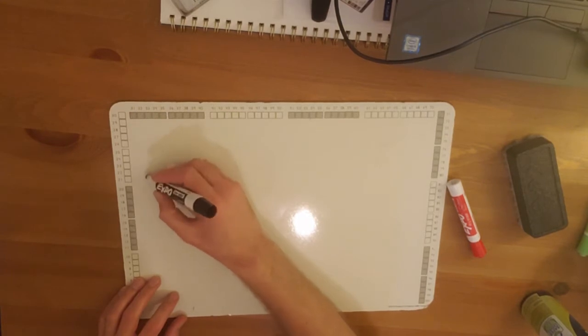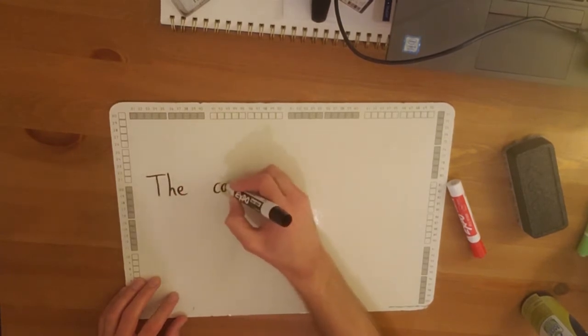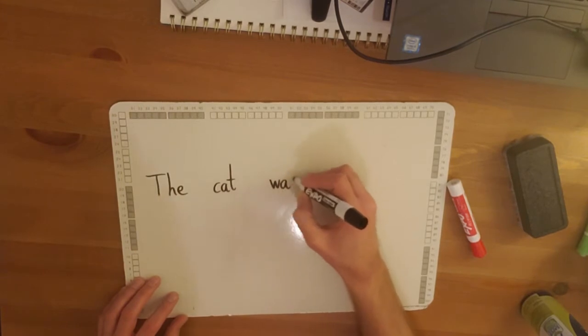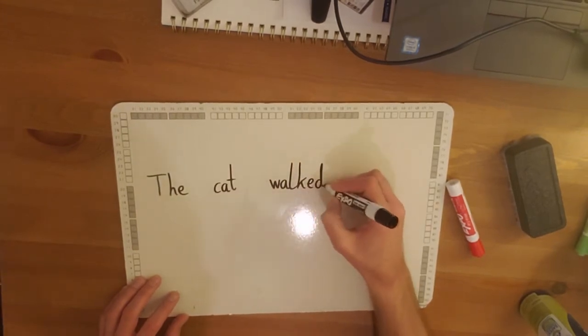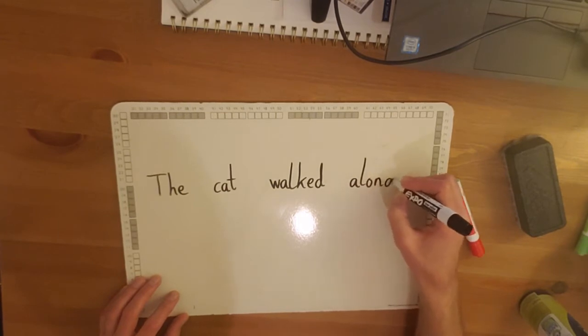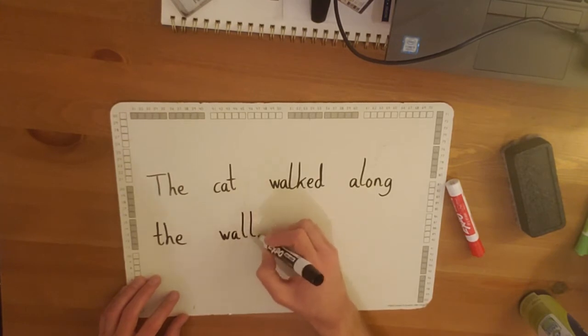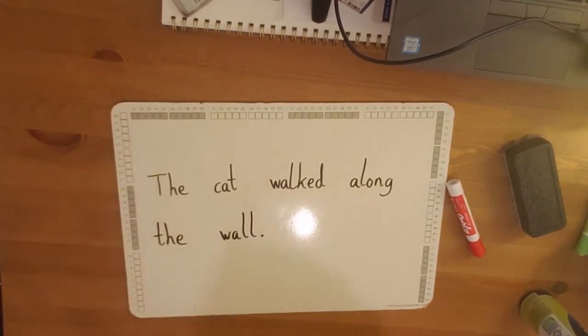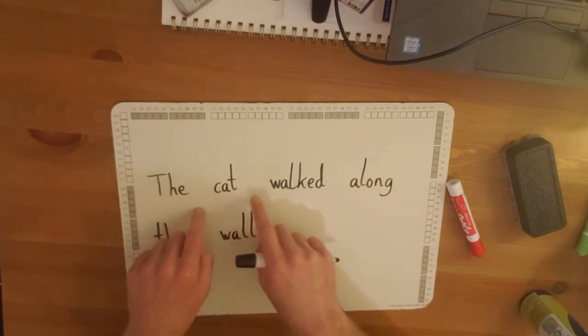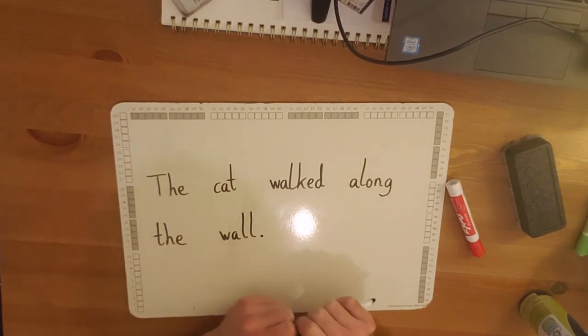So for today's mini lesson, I'm just going to show you some really simple ways that you can develop your descriptive writing. So we're going to start off with a really easy sentence. So I'm going to say, the cat walked along the wall. Okay, so using our understanding of sentence structure, we can see it's a complete thought. It makes sense on its own. We have our subject, the cat, and we have our verb there, which is walked, okay? So the cat walked along the wall.